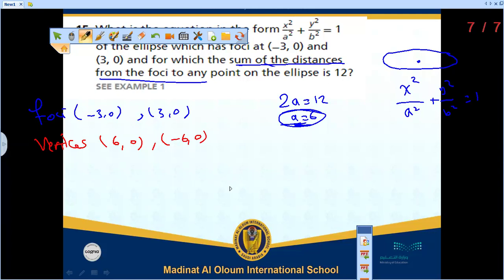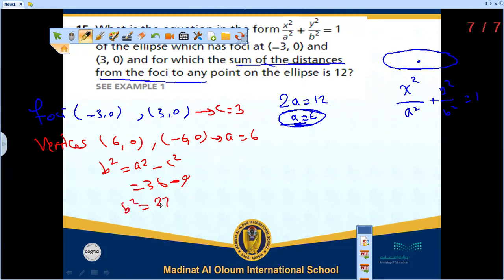Now if I give you focus, I give you c is 3. If I give you vertex, my a is 6. How can we get b squared? a squared minus c squared, right? What is a squared? 36 minus 9. Makes what, guys? Makes 27. It means b squared is 27.